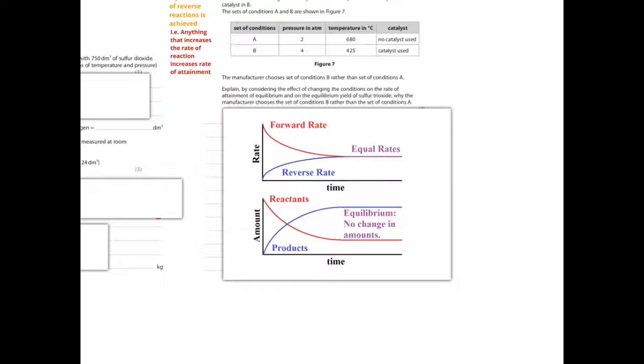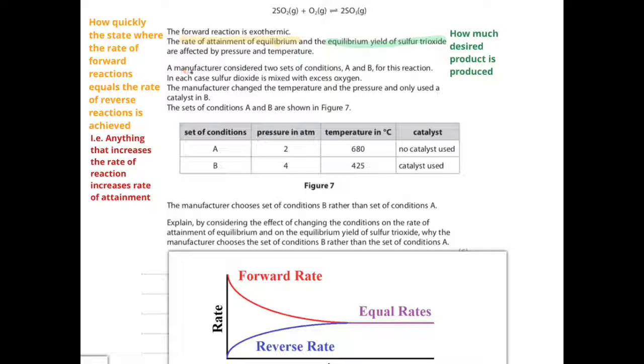That will help you make money from your reaction. A manufacturer considers two sets of conditions, A and B, for this reaction. In each case, sulfur dioxide is mixed with excess oxygen, so you've got plenty of this, you don't need to worry about that. The manufacturer changed the temperature, the pressure, and only used a catalyst in B. The set of conditions in A and B are shown in figure 7.